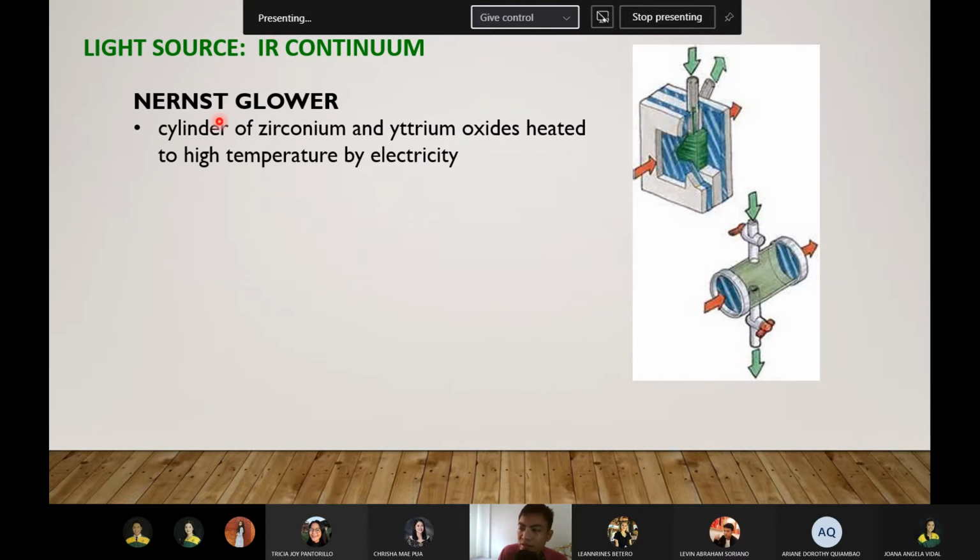The other one is the Nernst glower. This is also used in IR spectroscopy. Its components are zirconium and yttrium oxide. Okay, so it operates at a higher temperature, which means it is better. However, it is more expensive. Okay? You are using rare elements such as yttrium and zirconium. Those are at the end of the periodic table, that's why it is expensive.